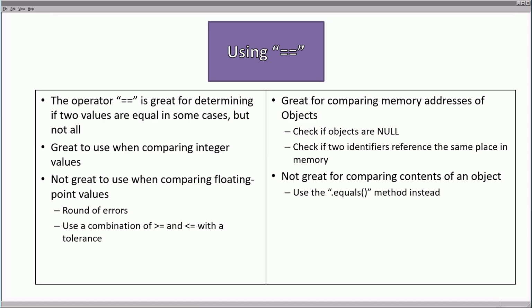Also, using double equals is absolutely great when we're comparing memory addresses of objects. As we have mentioned before, when it comes to a class type that creates an object, the object is always separated by a memory address reference, and that reference refers to the contents of the object, like a string. So for instance, if an object is null, in other words, it does not exist in memory, then we can use double equals. We can also use double equals to check if two different identifiers refer to the same place in memory, and this becomes important a little later on.